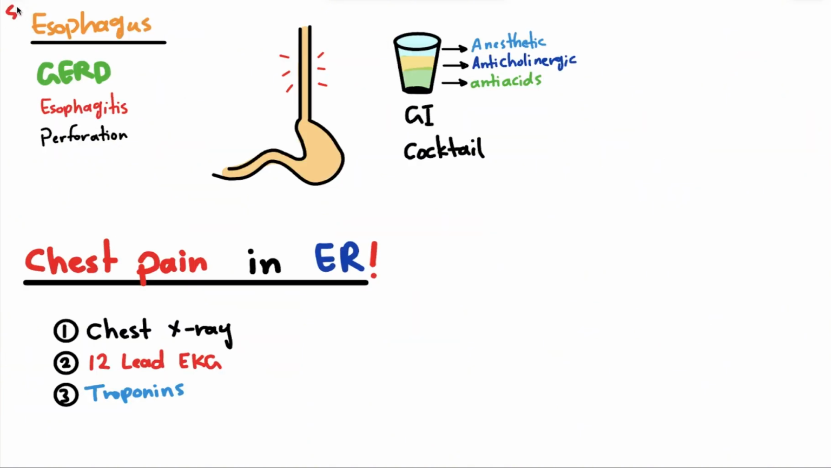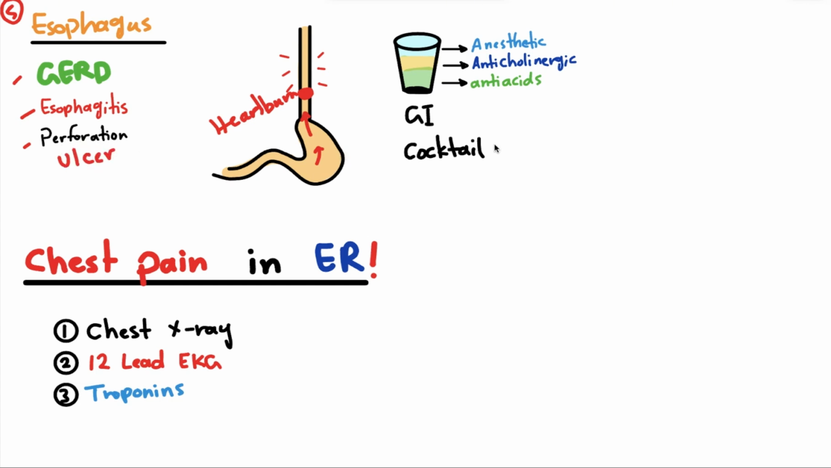The esophagus. The patient could present with GERD, gastroesophageal reflux disease. This is when the acids from the stomach go all the way up to the esophagus, causing heartburn. The pain could be due to esophagitis, and there are tons of causes of esophagitis, or a perforation. The most common cause here is ulcers.